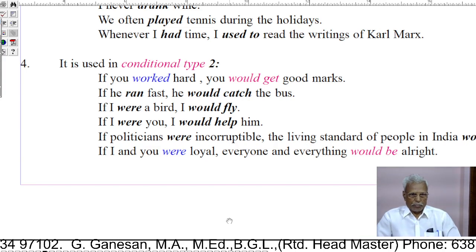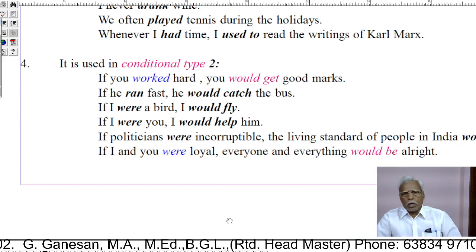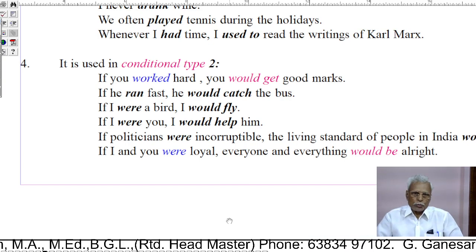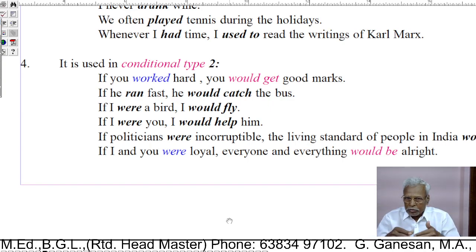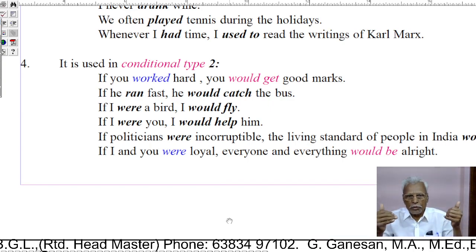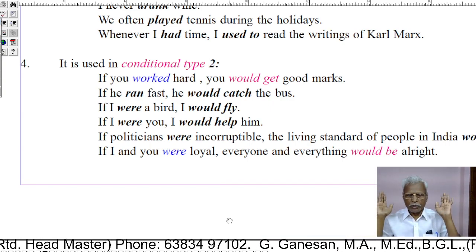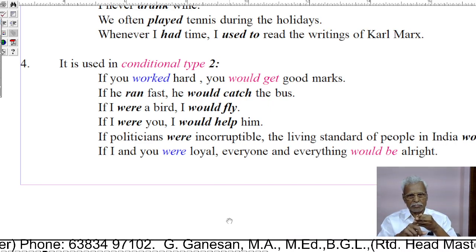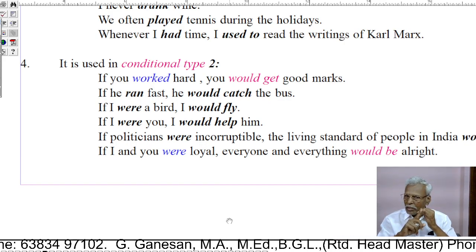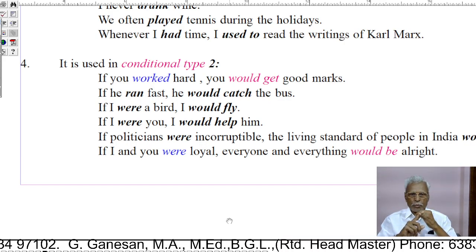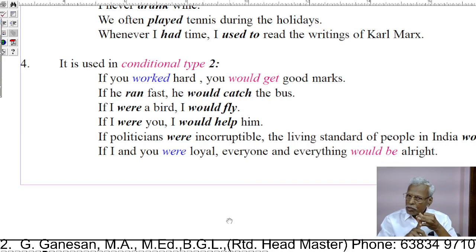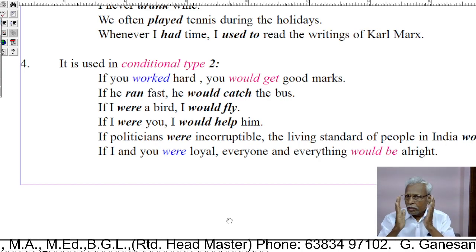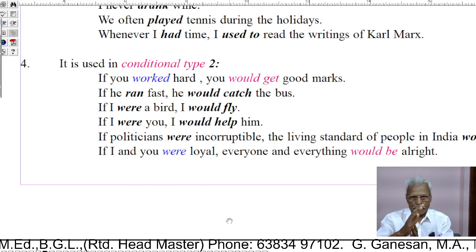Then, the fourth use of the simple past. It is used in conditional type. Dear students, you know or you ought to know. If you know, it doesn't matter. If you don't know, now know it. There are three kinds of conditional clauses: type 1, type 2, type 3. That is, type 1 is possible, type 2 is improbable, type 3 is impossible.